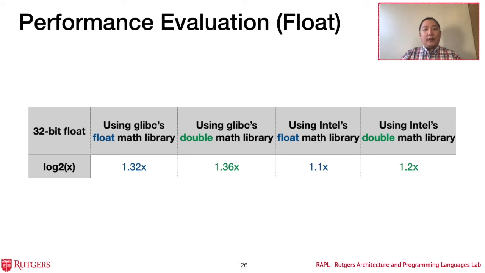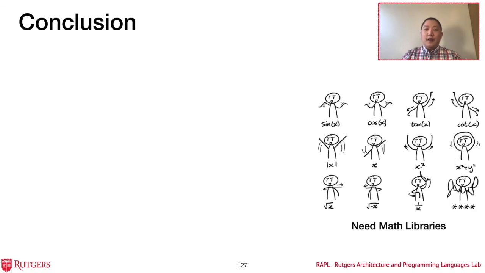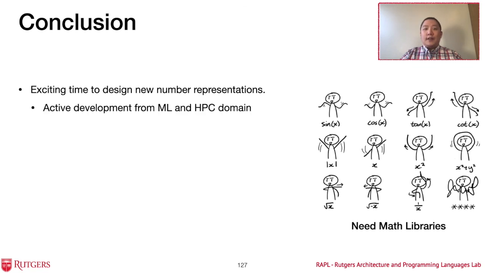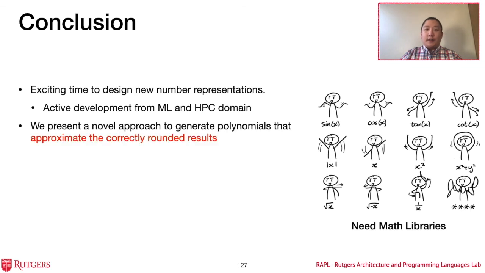We're still actively creating correctly rounded approximation functions for other elementary functions and number representations. In conclusion, many exciting new representations for approximating real numbers have been proposed recently, and there is excitement in the machine learning and HPC domain to use these representations. However, these representations do not have native math libraries yet. So we present a novel approach in creating native math libraries for these representations that are efficient and produce correctly rounded results for all inputs.